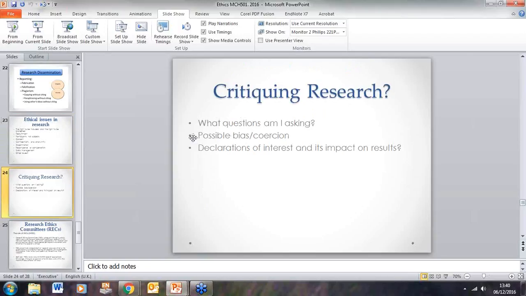So when critiquing your research, what questions am I asking? You should be asking some ethical questions. Every single article that you're reviewing, you should have a look to see if there are some ethical issues. Even if it's not a specific theme, and it's unlikely that it is, there should be some discussion of the ethics of an article whenever you're discussing them, and whether there's any kind of declaration of interest or any possible coercion or bias.